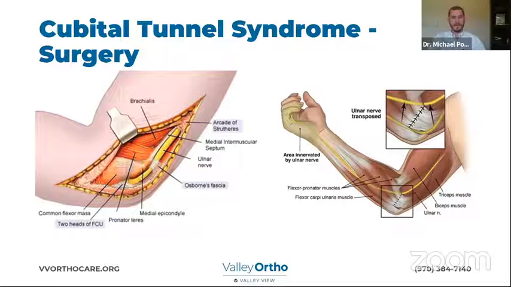Basically, in the same way that we release the transverse carpal ligament to relieve pressure on the median nerve, in this situation we release those tight bands of tissue on the inside of the elbow to take pressure off the ulnar nerve. Recovery is similar, kind of that same 2-week timeline of light activities only, and then stitches come out around the 2-week mark and patients can go back to doing whatever activities they desire.